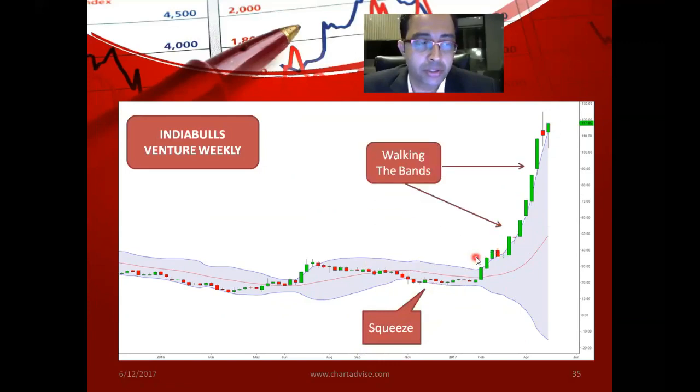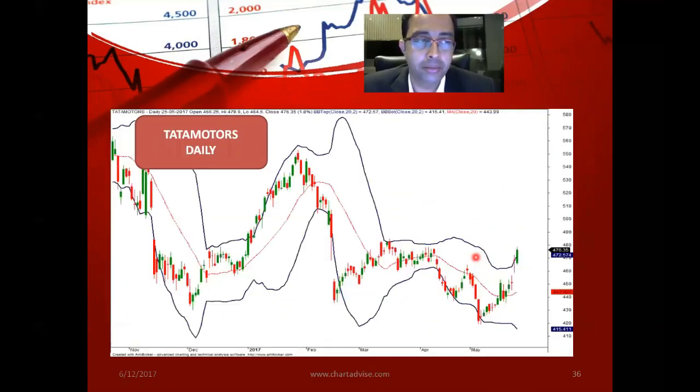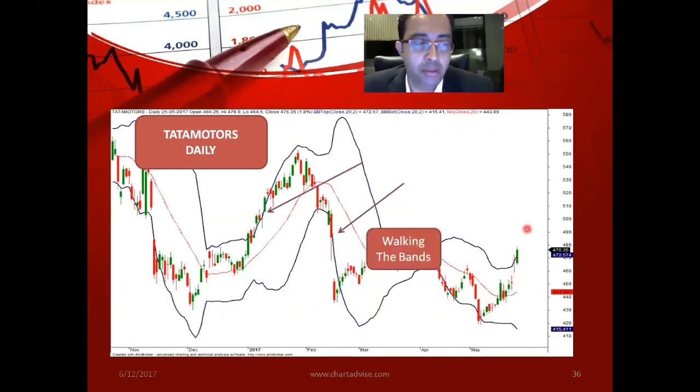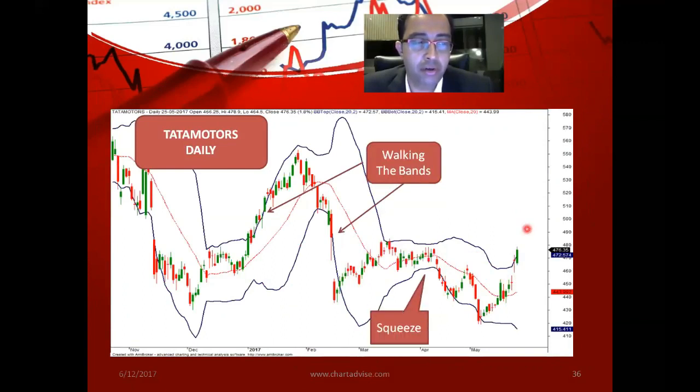See, here there's a squeeze. This is walking the band. The chart of Tata Motors. Again, after a range bound action, it is able to give you a signal of walking the band. So walking the band is a very critical aspect to be followed after the squeeze. Otherwise, you need to ignore the trade.